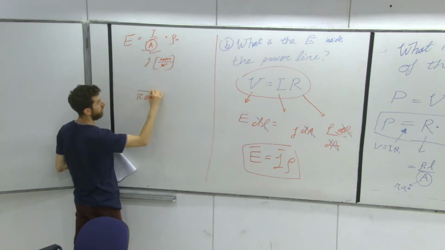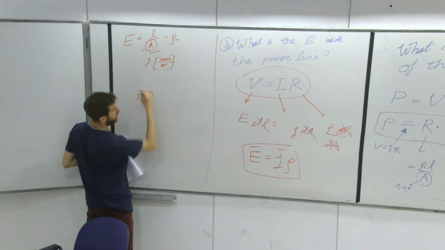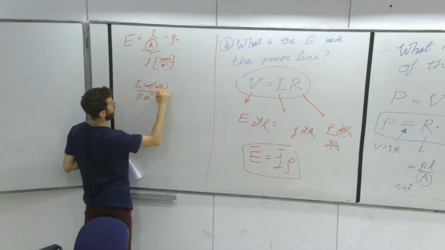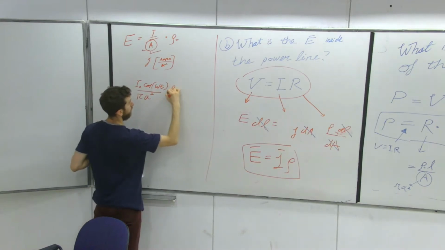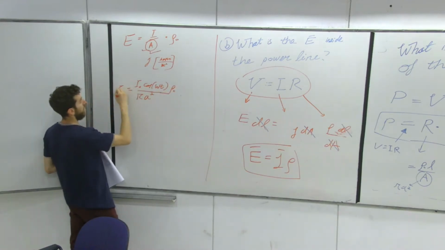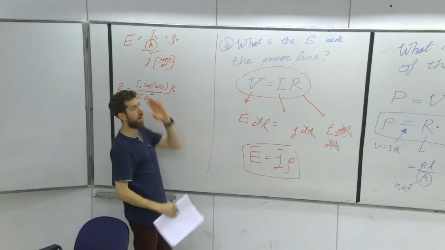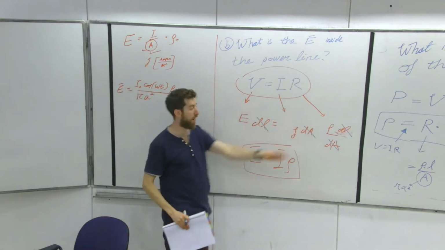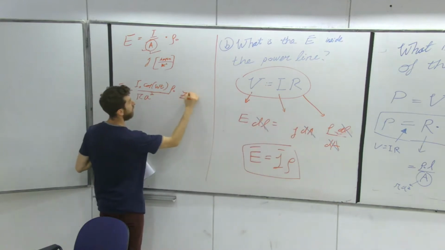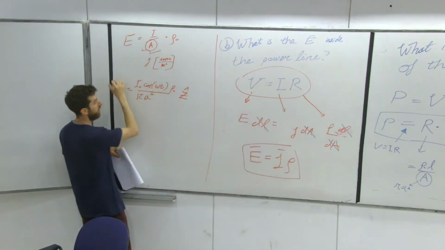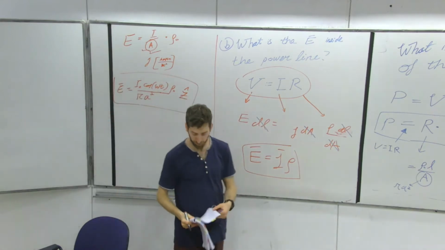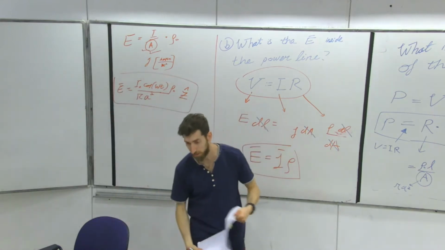Pi a squared, right? And what is I? It's I0 cosine omega t. Perfect. And rho, the resistivity. And this is the electric field. And if the current is going in that direction, in the Z direction, along the line, I can even add here the Z and say if this is the magnitude, this is the direction. Any questions?